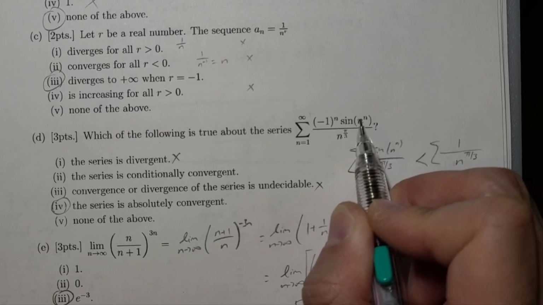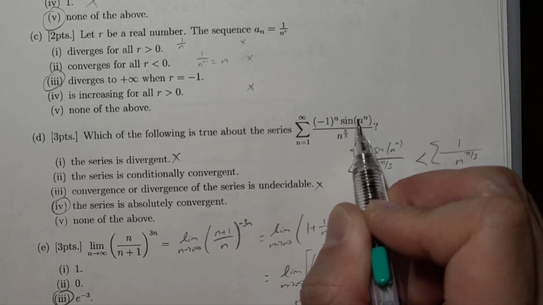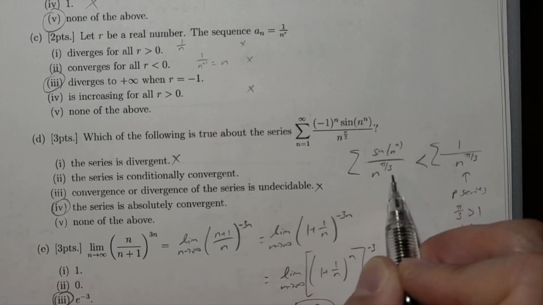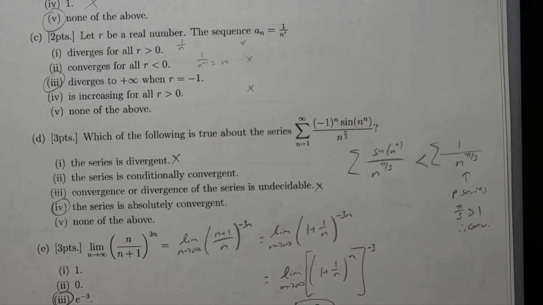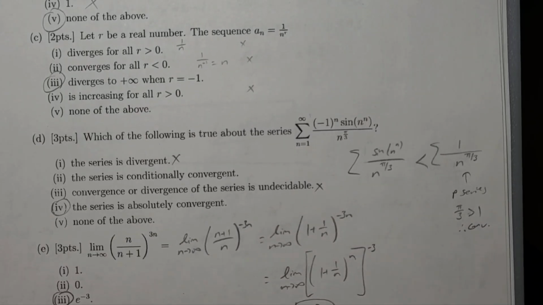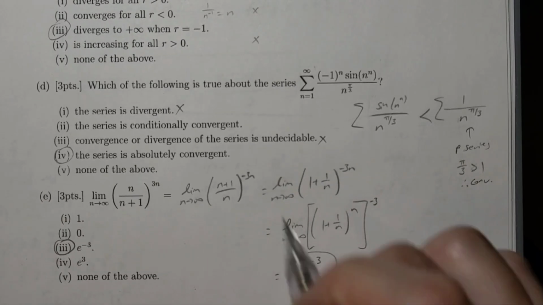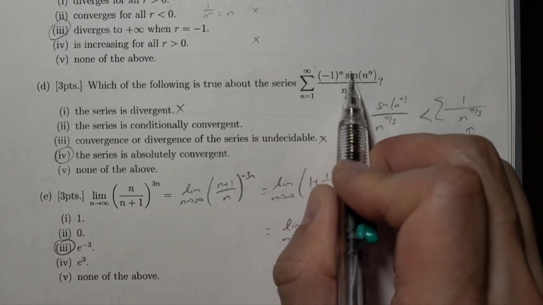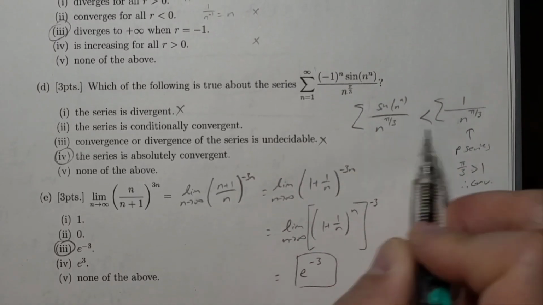Okay, so it's some value that's going to be less than 1 still. And we can use the exact same comparison test again. So it's going to be absolutely convergent. So choice 4. Hopefully that made sense over there. The key point was this comparison test over here.